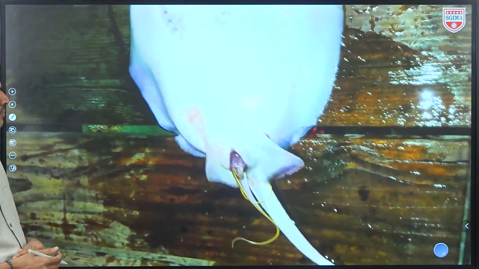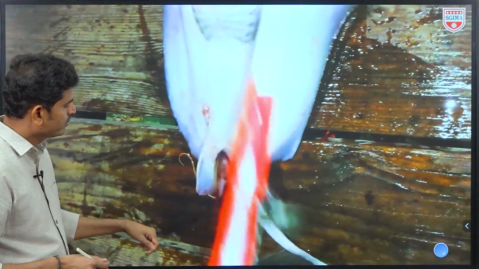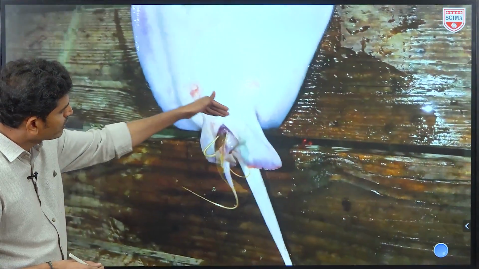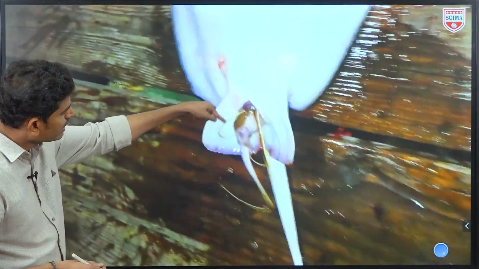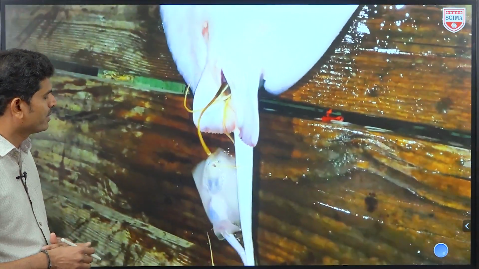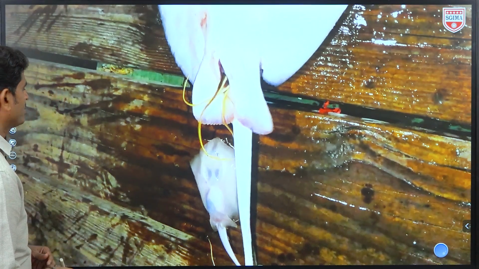Here we can see that this is a trigon, a stingray. This is the anal region, near the pelvic fins of a female; the babies will come outside. Okay, so this is one baby that came outside. So they are viviparous organisms. Okay, next.